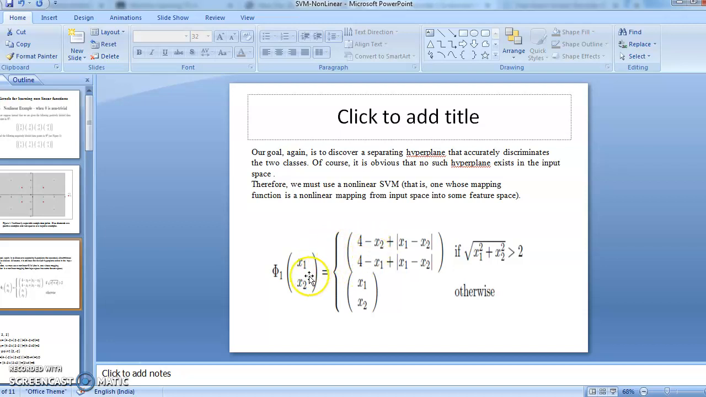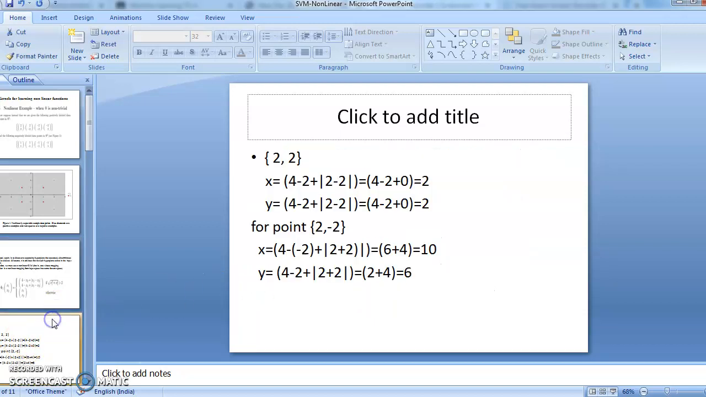And for the x value, you will write here 4 minus x2. In our example we will consider this as y, and here 4 minus x1; in our example x1 will be represented as x. Okay, so see this simplification. So what will be the value for 2, 2? Here x is 2, y is 2.